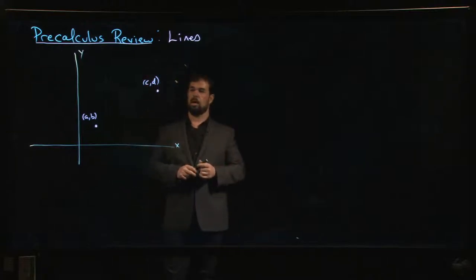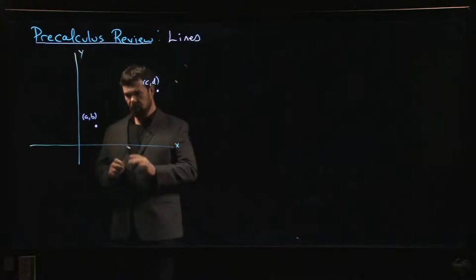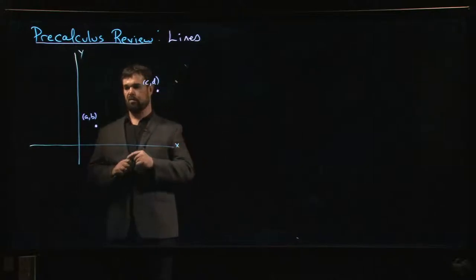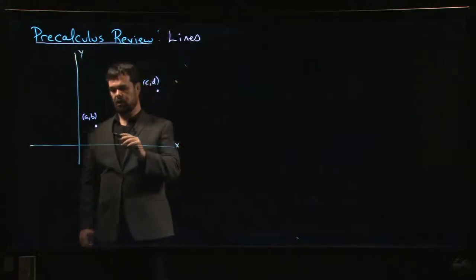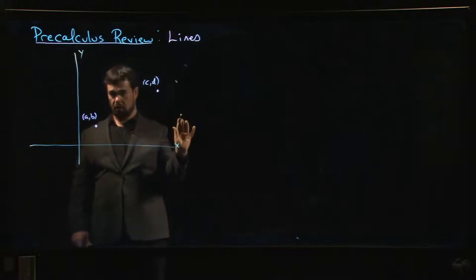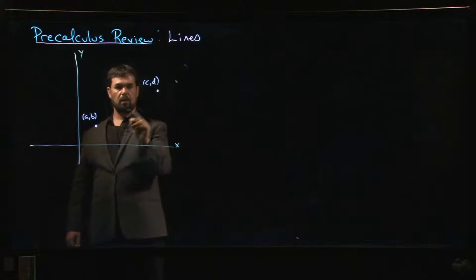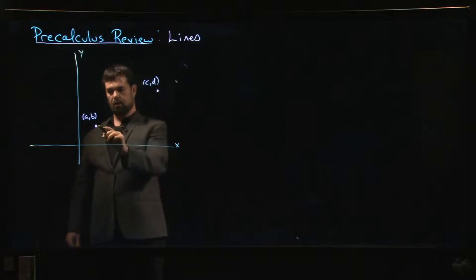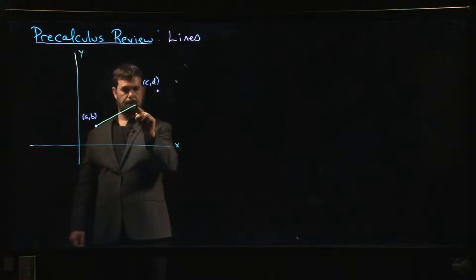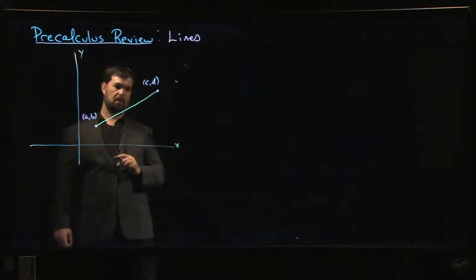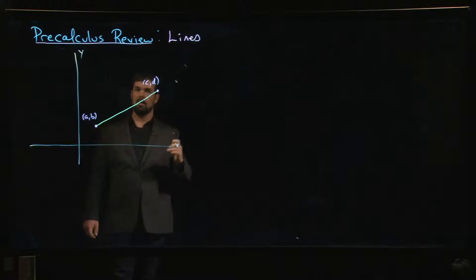So how do we think about lines? How is a line defined? Well, the idea of a line goes all the way back to basic Euclidean geometry, right? Going all the way back to the ancient Greeks. So one of the things we can do is talk about a line segment, right? Between any two points, we can connect them by a line segment, right? Something like that. It's not yet a line.